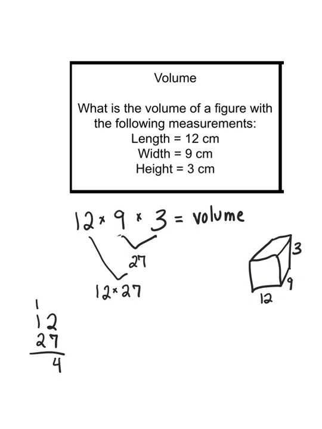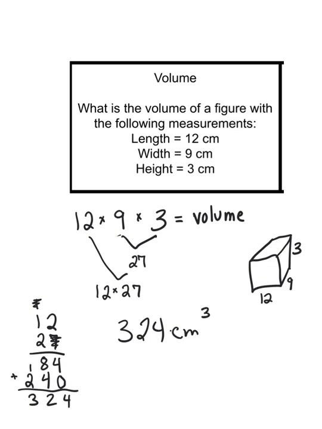2 times 7 is 14. Put down the 4, carry the 1. 2 times 2 is 4, plus 1 more is 5. Sorry, 7 times 1 is 7, plus 1 more is 8. Now I need to put a 0 as a placeholder. That's very important. Cross this out. I've already added it. Cross out my ones place. I'm done with my ones place. 2 times 2 is 4, and 2 times 1 is 2. Add up my two partial products, and I've got 324 cubic centimeters.